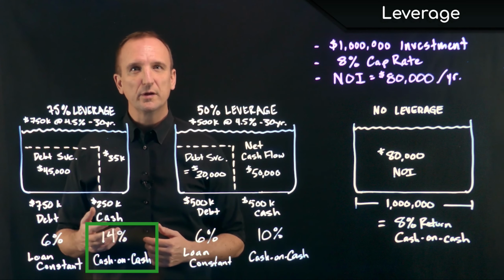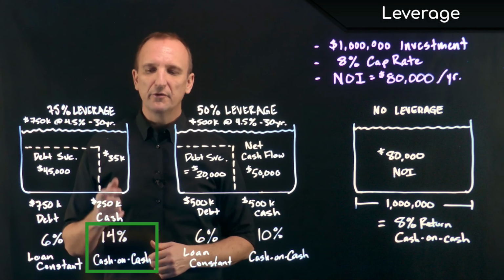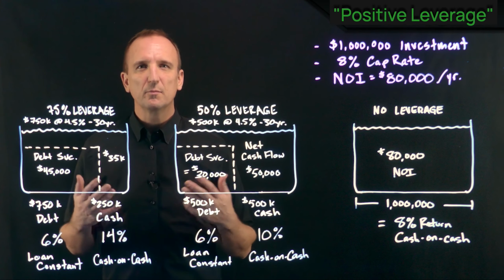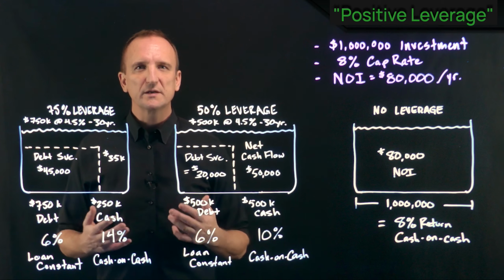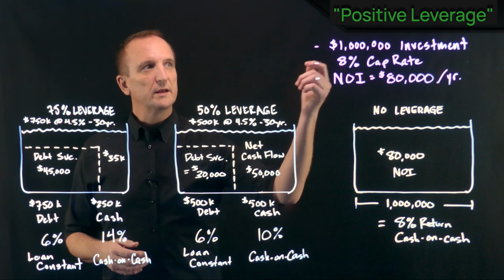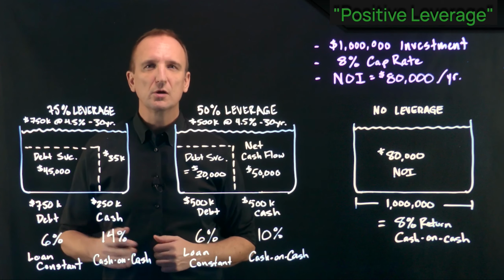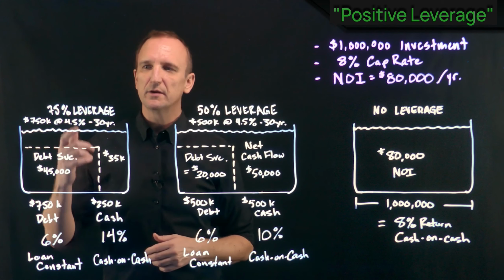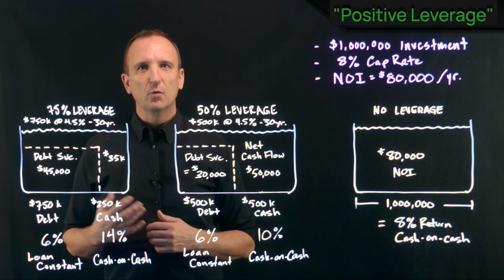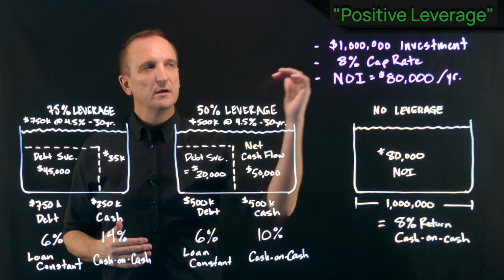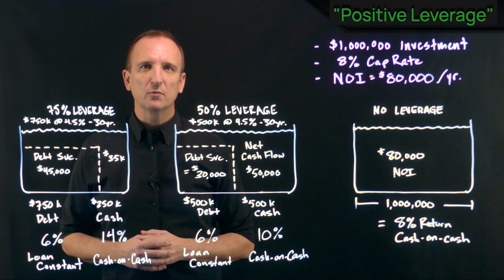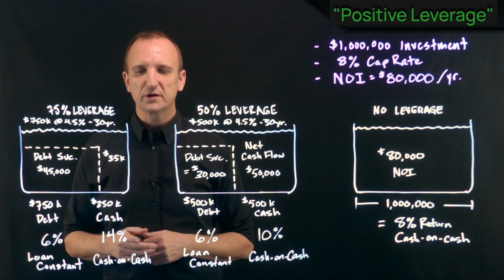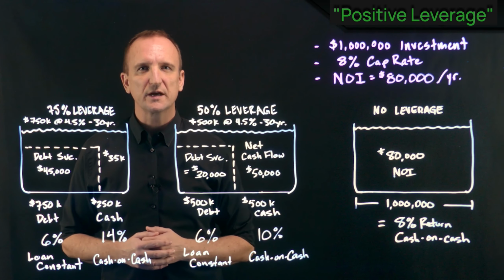The investor is only putting up 1/4 of the amount of capital, and they're making a significantly higher return on that capital. This is called positive leverage. And effectively, positive leverage occurs when the cap rate is greater than the loan constant. Now, the loan constant can change, as you've seen in other lessons, depending on the interest rate and the amortization. But whenever you have a spread between the cap rate and the loan constant, where the cap rate is higher, it's typically optimal to increase leverage in order to increase the investor's cash-on-cash return.